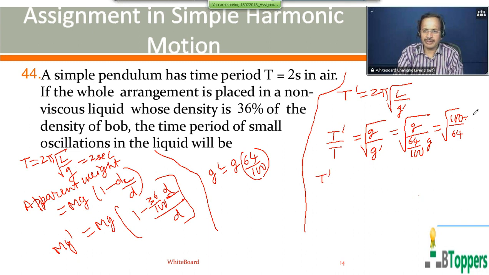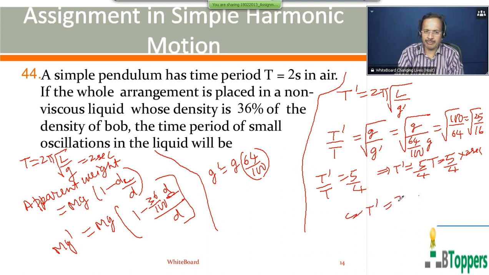So the ratio of the new time period T dash to the original time period T is root of 25 by 16. T dash by T, you get 5 by 4. So the time period T dash in the second case is 5 by 4 times the time period in the first case. The time period in the first case is 2 seconds. So the new time period T dash will be 2.5 seconds. So the answer is 2.5 seconds.